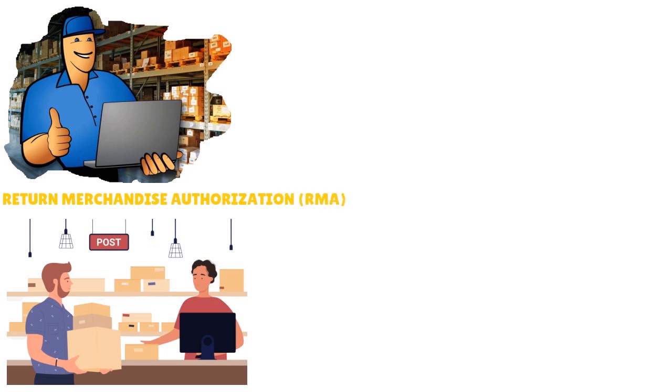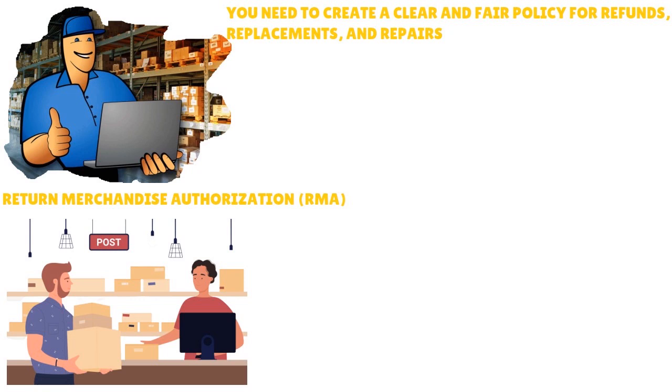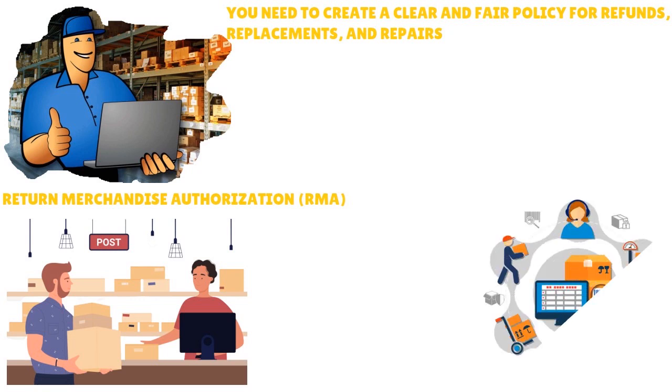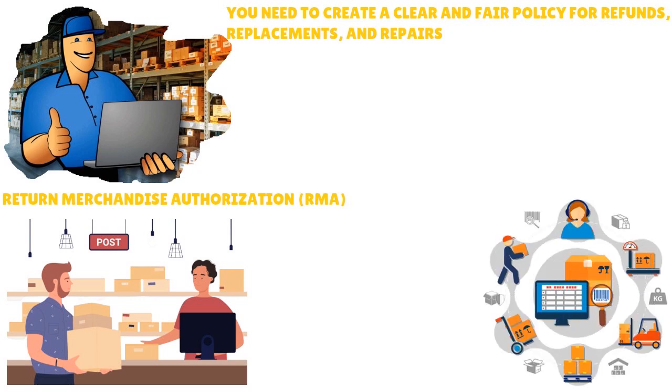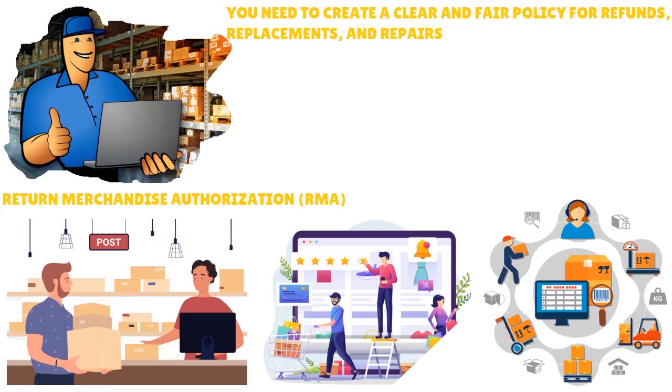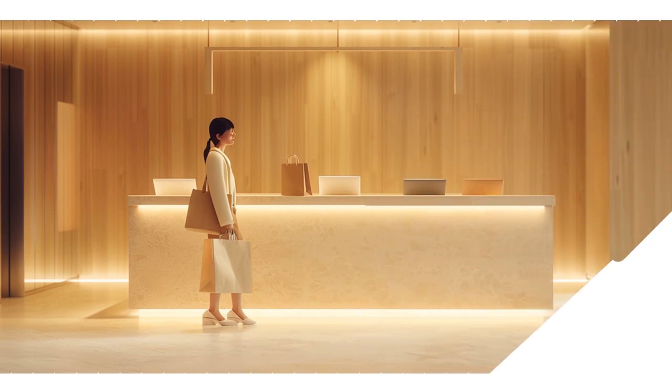So creating a streamlined RMA process is important and takes a lot of planning. What happens here is that you need to create a clear and fair policy for refunds, replacements, and repairs. And you also need a robust tracking system to approve and process returns and keep everything running smoothly. Get it right and you will boost your customers' shopping experience, leading to repeat purchases and brand loyalty. But if you get it wrong, that could spell disaster for your store or your operation overall. So what is an RMA return?